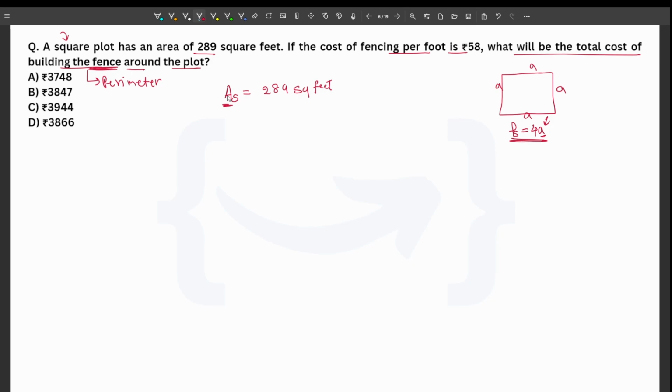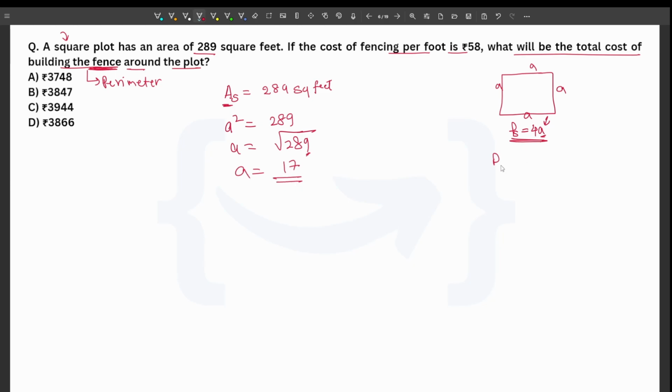So to find the perimeter, we should know the value of a first. How can we find a? We know the area of the square is a squared, which is 289, isn't it? So a would be the root of 289. So what would be the root of 289? I can see the ones place has 9. So which values give 9? 3 times 3 is 9. And what I know is 7 times 7 is 49. So 17 into 17 will give me 289, isn't it? So a will be 17.